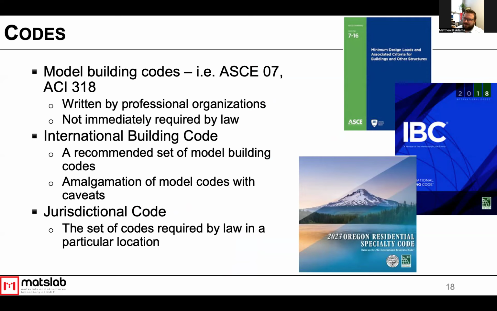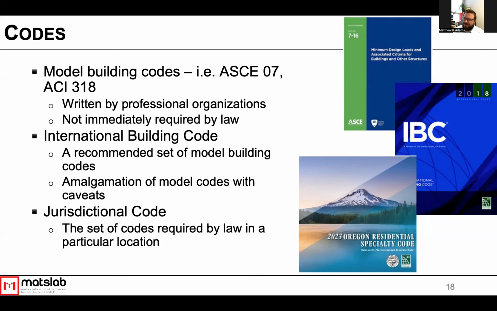These are individual documents written by professional organizations. Just because they're written doesn't mean that they're required by law, but they follow a specific process that requires multiple steps, multiple levels of approval, open comment periods, and so that is a specific type of system. Once the model code is developed, then people can adopt it, but it's not adopted just because it's written.